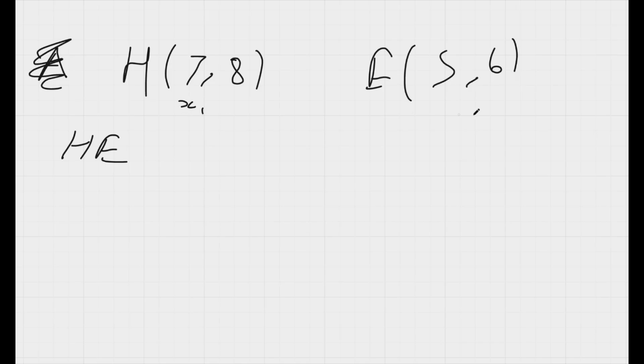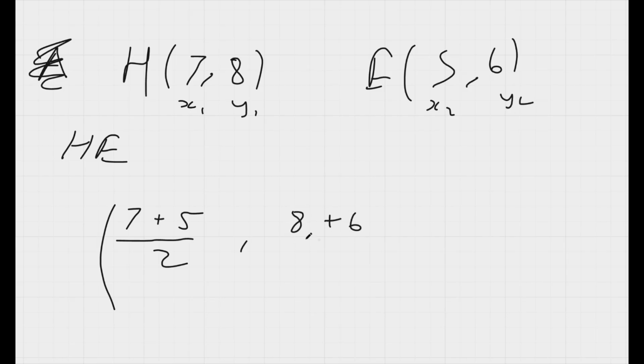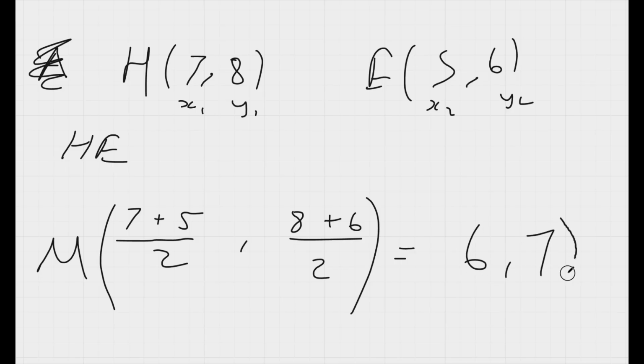Sub in x1, x2. So 7 plus 5 divided by 2, and then y1 and y2. So 8 plus 6 divided by 2. I'm labeling M as the midpoint. Don't get confused. It's not that difficult. Which gives us 6, 7 as the midpoint. So very simple, super easy. Can't get easier than that. I ran out of synonyms.